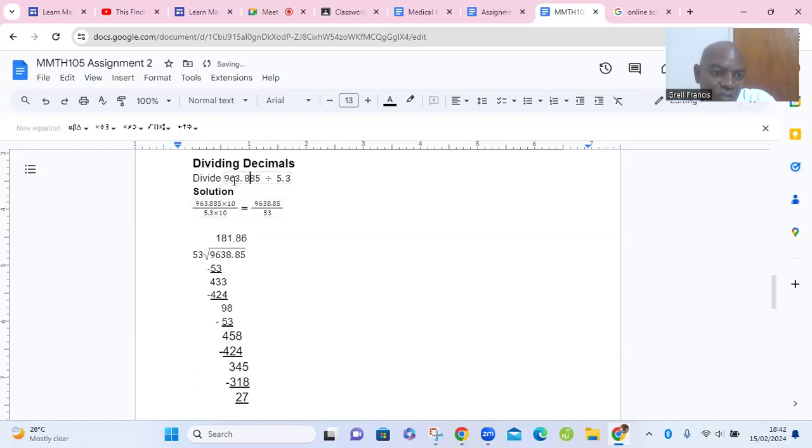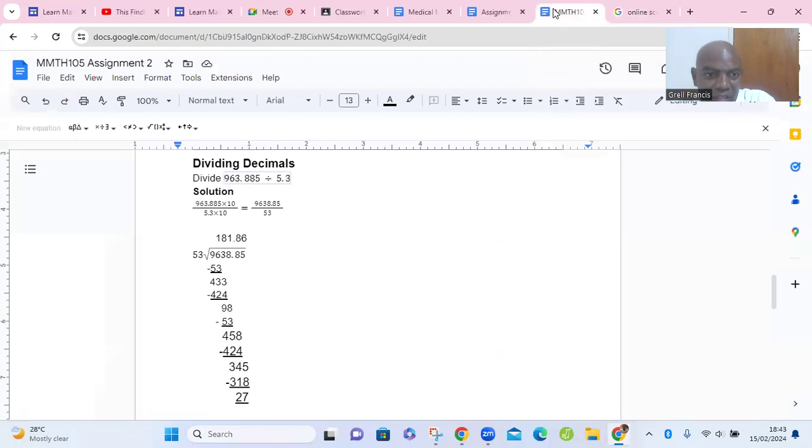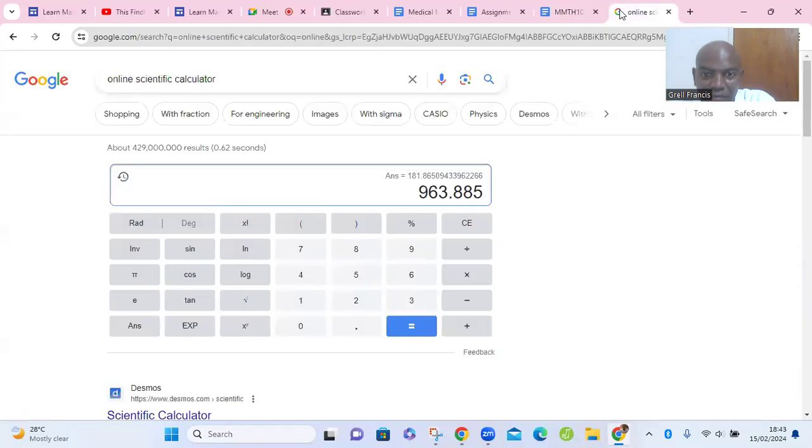963.885. So if we shift the decimal point one place to the right, 9638.85, 53. Okay, so we're going to divide 963.885 divided by 5.3. Let's verify again. 963.885 divided by 5.3.